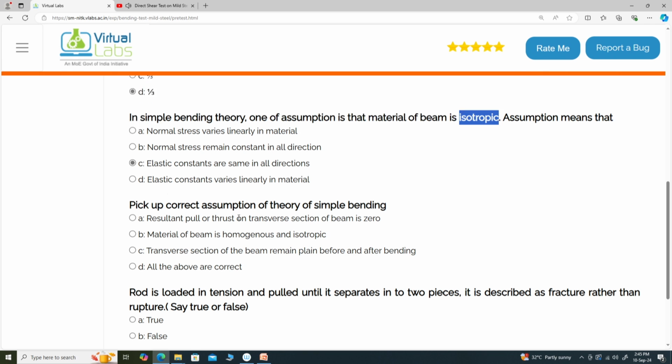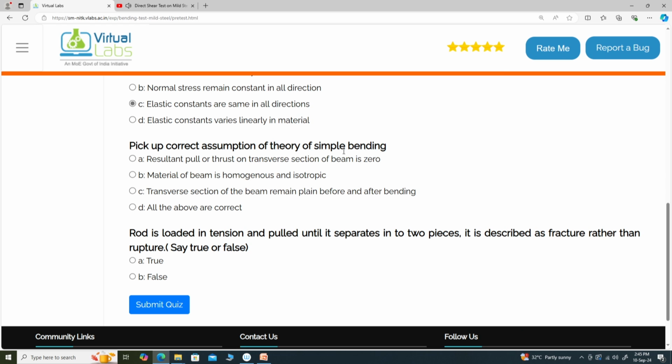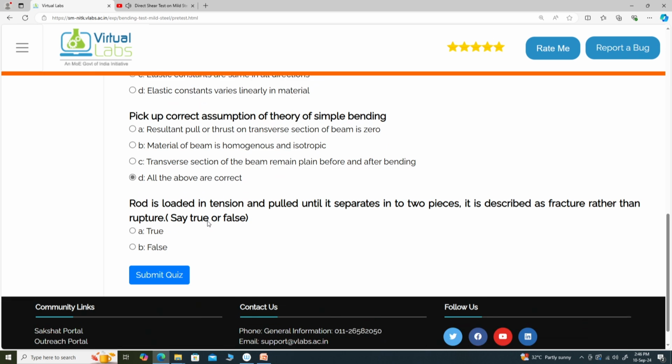Next question is, pick up the correct assumption of theory of simple bending. Let us see what assumptions they have given. The resultant pull or thrust on transverse section of beam is 0. Material of beam is homogeneous and isotropic. Next point is, the transverse section of the beam remains plane before and after bending. I think all of them are correct. Yes, all of them are correct. Let us try to mark all of the above are correct.